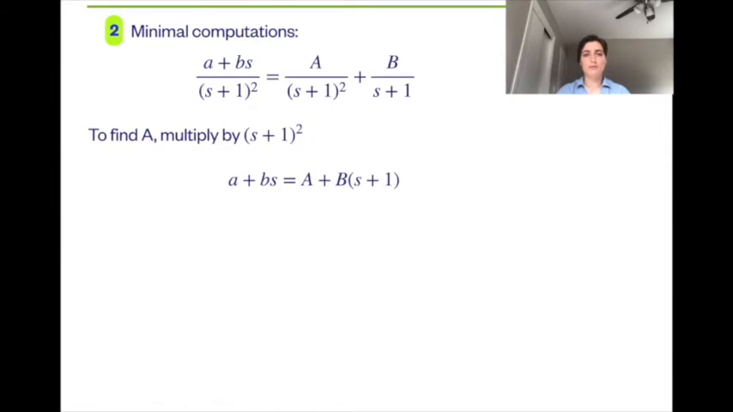Then we retrieve A plus BS, because S plus 1 squared cancelled out, A equal to capital A, because S plus 1 squared cancelled out, and now we have plus B times S plus 1. This equation is valid for any value of S. So we can choose the value of S that simplifies it the most, and in this case we're going to choose the root of S plus 1 squared, that is S equals minus 1.